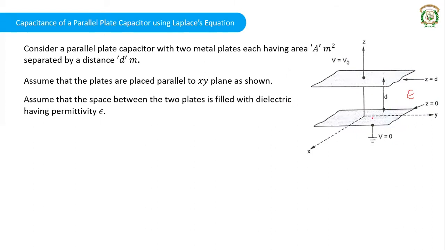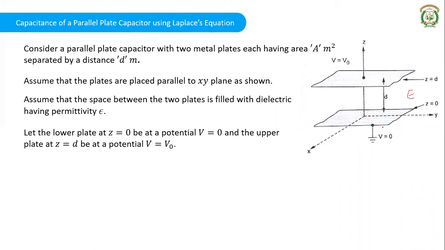Then let us also assume that the lower plate, which is at z is equal to 0, that means it is on the xy plane itself, is grounded. Grounded means the potential at that particular plate is 0. That is V is equal to 0 at Z is equal to 0. So this plate is held at 0 potential.